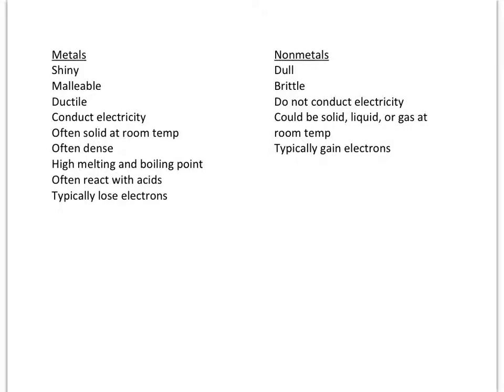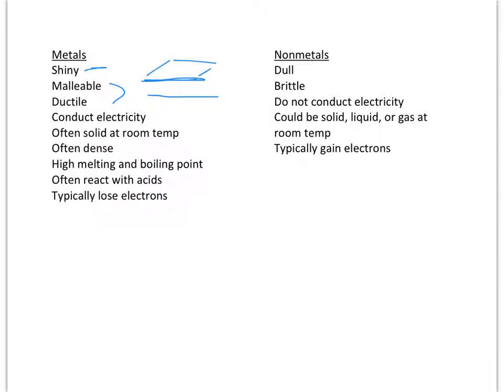Alright, in this video we're going to look at the difference between metals and nonmetals. So these are some properties of metals. Most, we know, are shiny, malleable and ductile. Malleable means you can hammer them into a sheet without breaking. Ductile means you can make them into a wire, which they often are because they're good at conducting electricity.